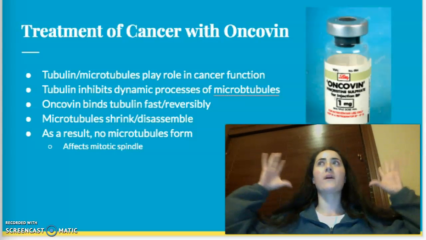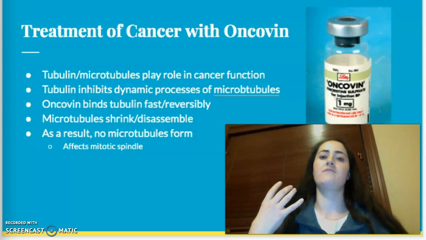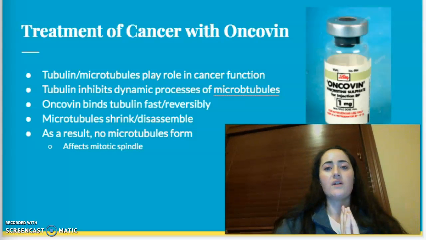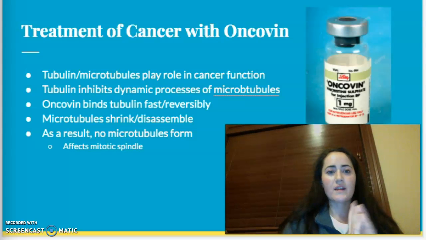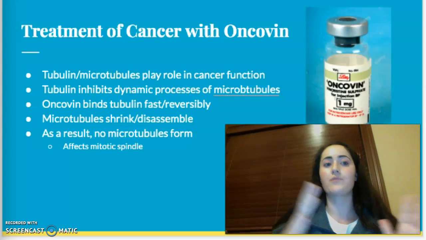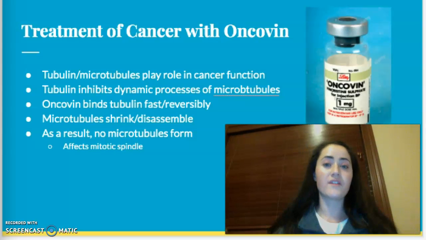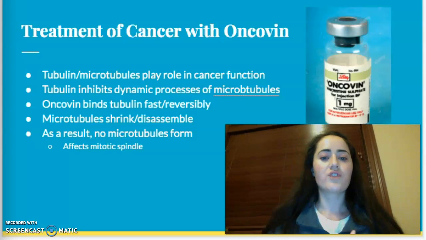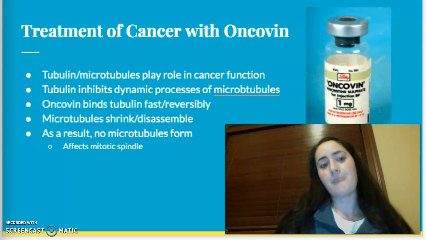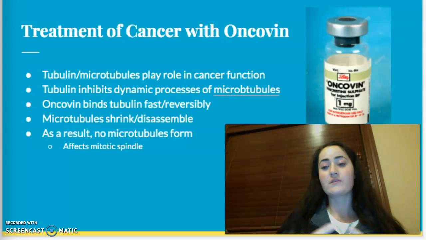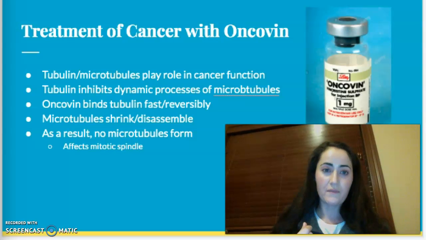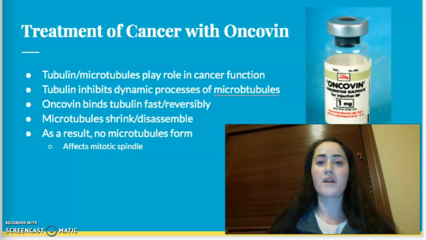So in terms of the big picture of how this drug works in the body, it binds to the tubulin protein, and so the tubulin protein is unable to contribute to the separation of the chromosomes. This is what's called metaphase of mitosis, and the cell ends up undergoing apoptosis, or programmed cell death, as a result. In terms of how Oncovin binds to tubulin, it binds relatively quickly as well as in a reversible manner.